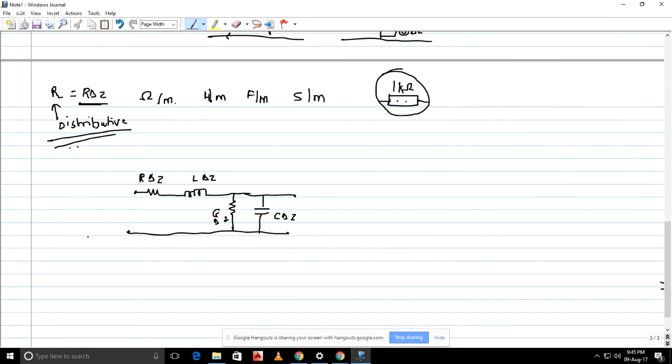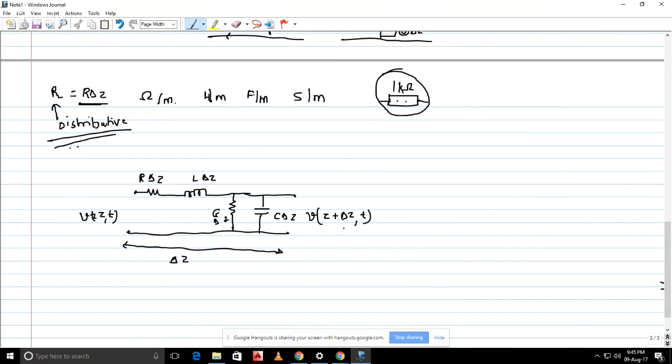Now I apply a voltage V of z comma t over here, and the total length of the line is delta Z. So when I apply the input voltage at these two points, it is V of z comma t, and the voltage that I get after delta Z is V of z plus delta z comma t.